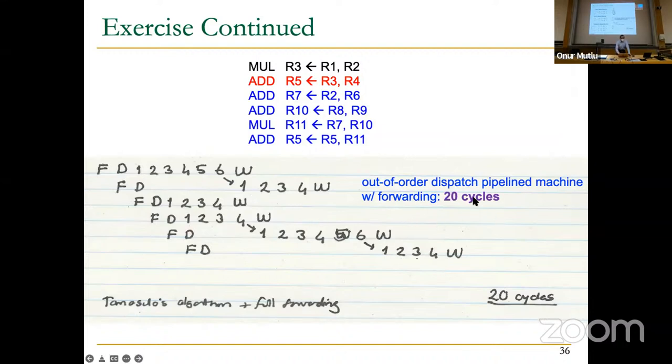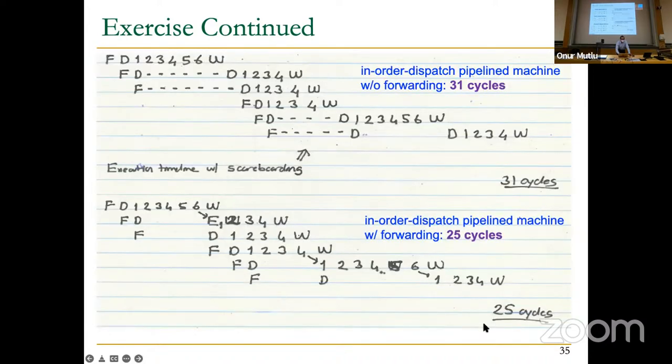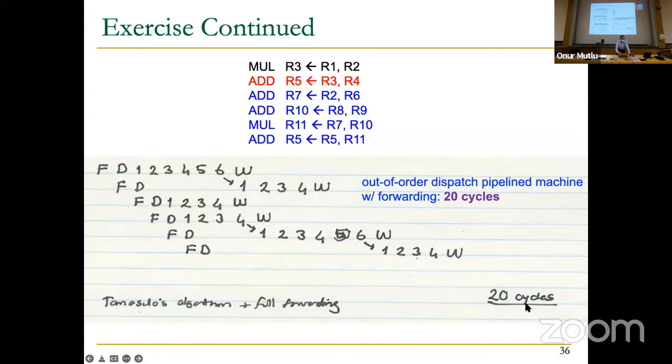An out-of-order dispatch pipeline machine with forwarding takes 20 cycles basically, and it essentially looks like this. You don't need to know exactly how out-of-order execution operates. You can draw this over here, and once you draw this, this is what we see. You can see that this instruction is waiting over here. I didn't write the waits over here. And this instruction is waiting, and this instruction is waiting in the reservation stations, but the independent instructions can execute. As a result, we reduce the 25 cycles from in-order to 20 cycles with out-of-order.